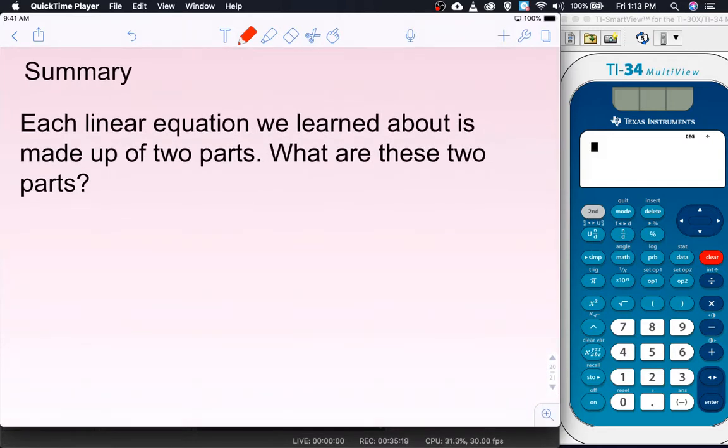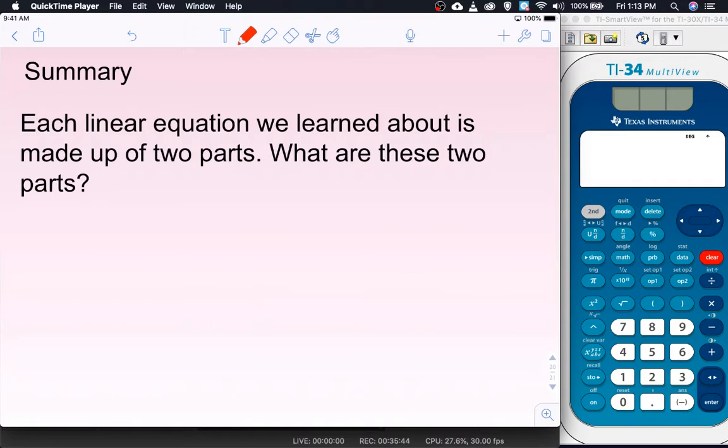Summary. Each linear equation we learned about is made of two parts. What are these two parts? What are the two parts of an equation that we learned about that we use to graph a line? And I'm intentionally not saying the name of the thing because it kind of gives it away. Hint, hint. Pause the video, think about it. When you're ready to continue, hit play.